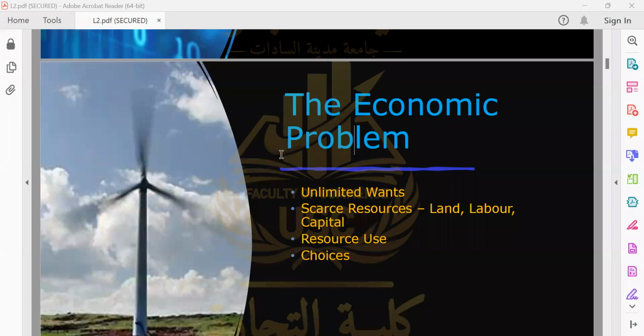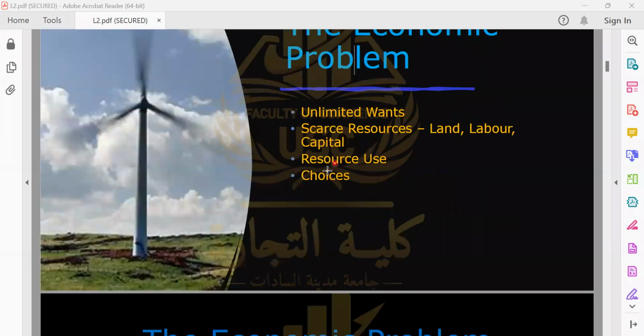Today we will talk about the economic problem. In the economic problem we have unlimited wants and scarcity of resources, resources like land, labor, or capital. And we have an economic problem of how we should use our resources, and we have different choices.